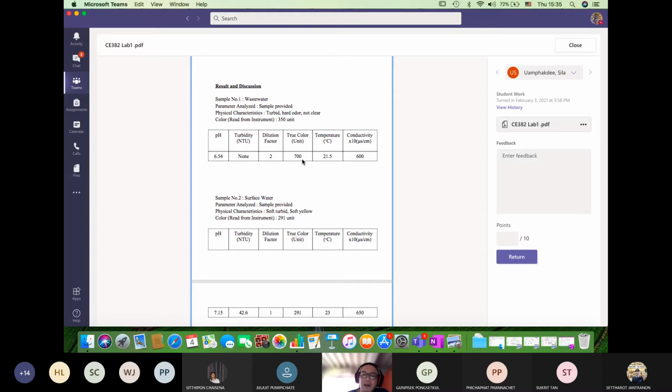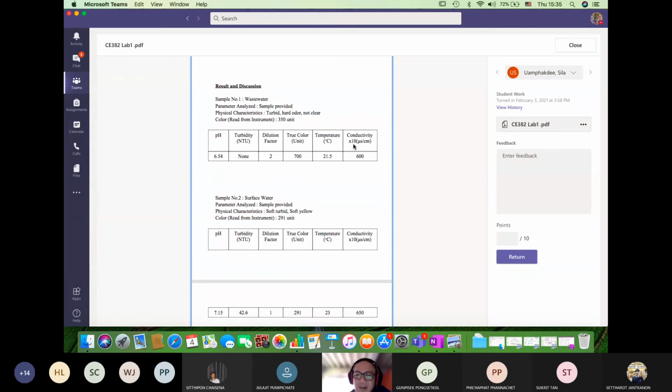And one more thing, you should actually present the raw data as well, so that I know how you obtained the data. For example, for the true color, when you measure color and you get 350, and the dilution factor is 2, that is why you get a true color of 700 units. That makes sense. But this dilution factor alone doesn't mean anything.